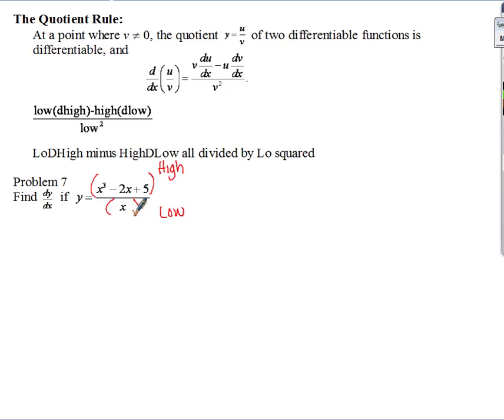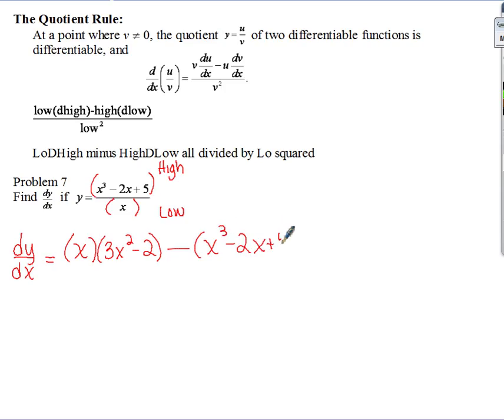So let me take you through that. dy dx would be low times the derivative of high minus high d low, all divided by low squared. Low d high minus high d low, all over low squared. Notice this long fraction bar, it's over everything. Now we clean it up.